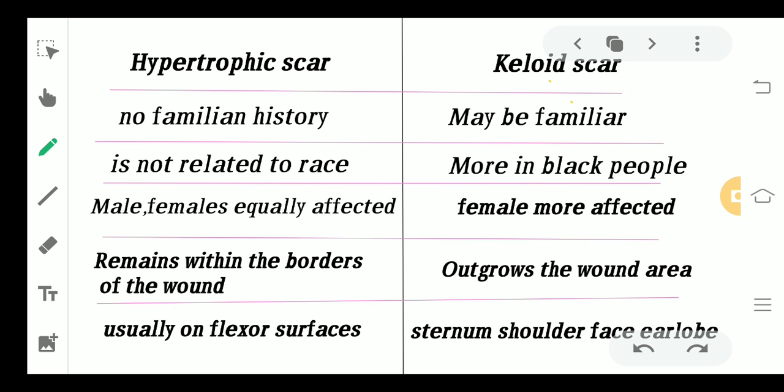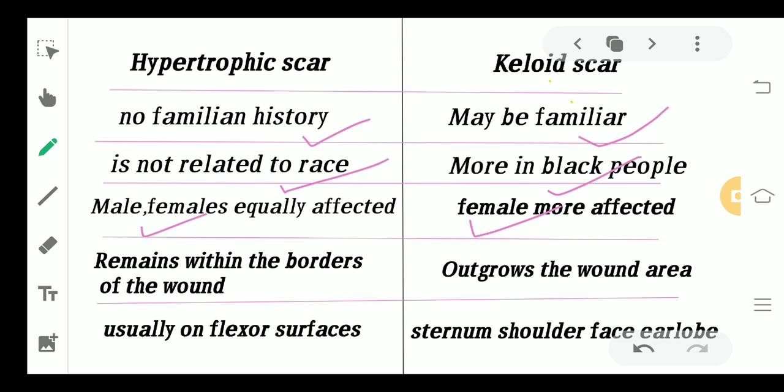Moving ahead to some basic differences. There is no familial history associated with hypertrophic scar, whereas there can be a familial history associated with the keloid scar. It is not related to any one particular race, but the keloid scar is more common in black people than white people. Hypertrophic scars can be found equally in males and females, whereas the keloid scar is found to be more prominent in females. I've told you the reason already.